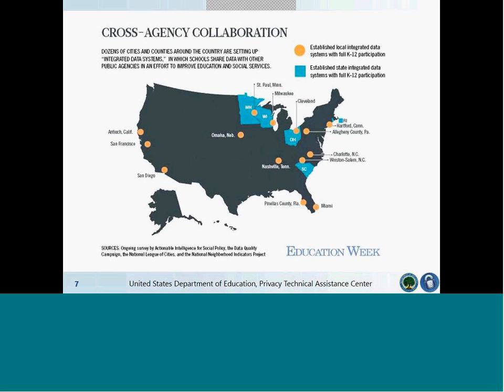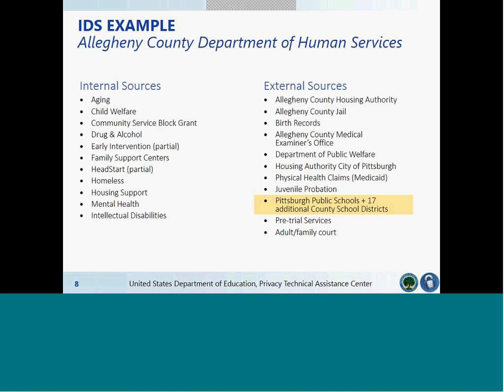Allegheny County Department of Human Services is the example we want to share with you today. As you see, they already host a significant amount of internal sources such as child welfare, mental health, and some ancillary Head Start and early intervention education programs. The external sources include K-12, specifically Pittsburgh Public Schools and surrounding districts, births, the housing authority, and juvenile probation. As you can imagine, these sources can be a wealth of information to inform and improve the educational outcomes for children and students.